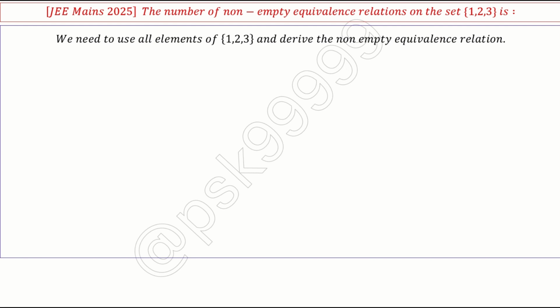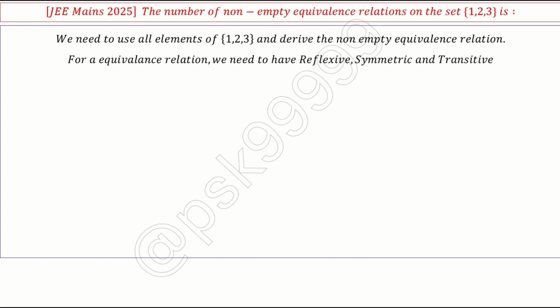Equivalence relation should be reflexive, symmetric, and transitive. Then we need to find the non-empty sets, without including the empty set. First, for reflexive, (A, A) should belong to R. Symmetric: if (A, B) is in the relation, then (B, A) should also be in the relation.